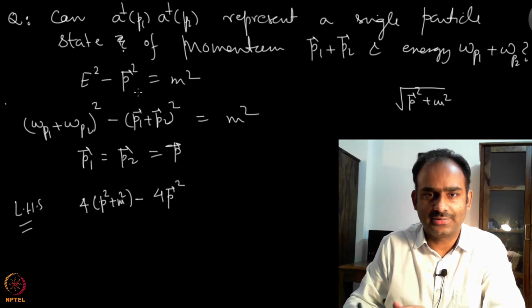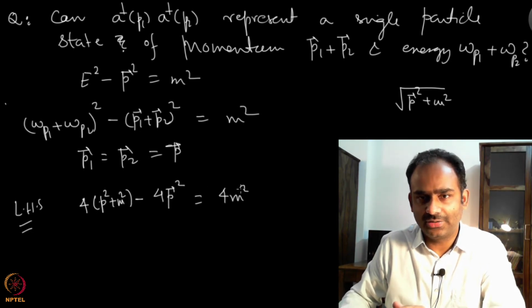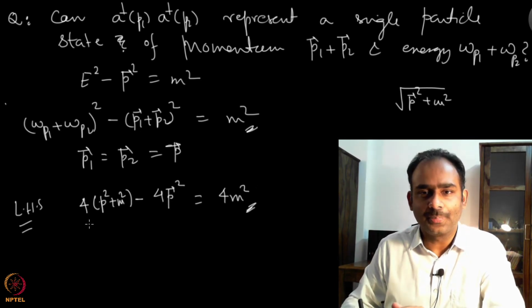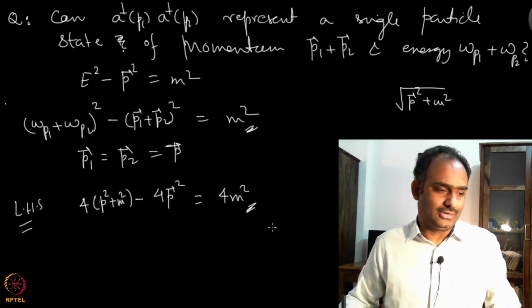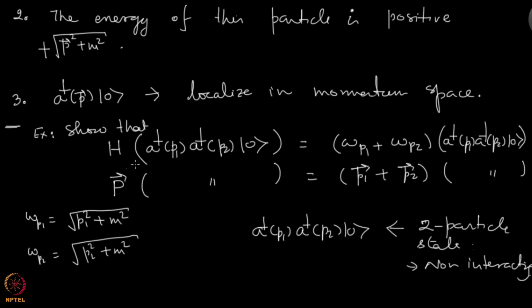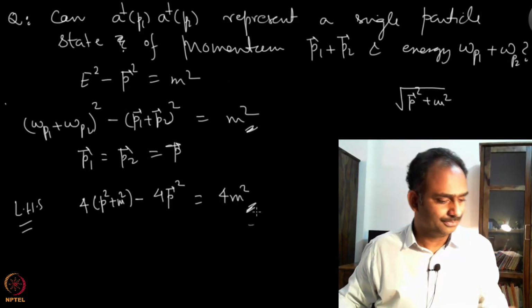this piece. Okay, and what is this? This is 4p square minus 4p square, and you get 4m square. You see, you do not get m square, you get 4m square. So, clearly this state does not represent a single particle state. Okay. So, that is fine, which we anyway know that this is a state with two particles, not one particle. So, this was anyway not going to work out.